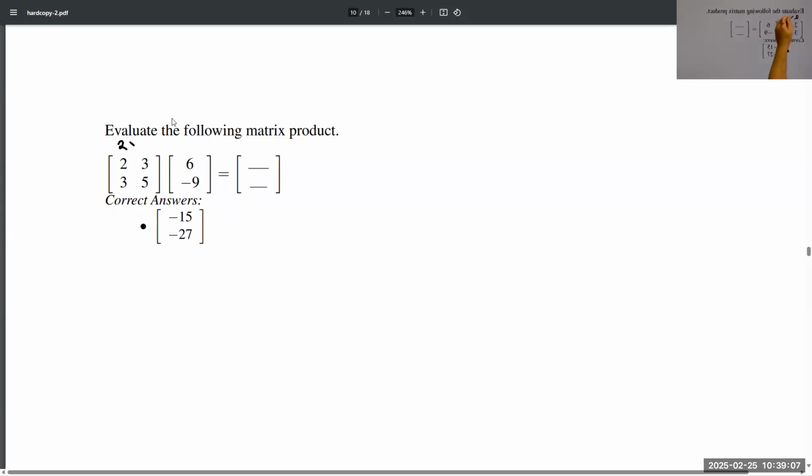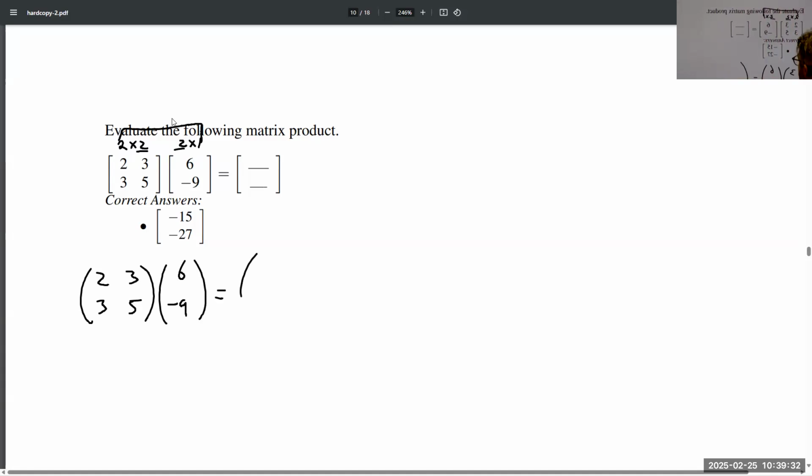So we have a 2 by 2, a 2 by 1. So we can expect a 2 by 1 to come out. The inner dimensions are the same, so it's going to output 2 by 1. That's the idea. All right, let's see that it does. 2, 3, 3, 5, 6, -9. It's going to give me a 2 by 1.